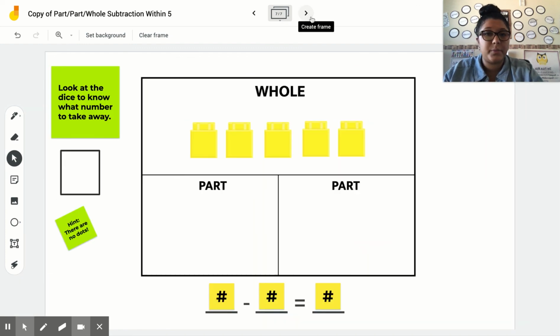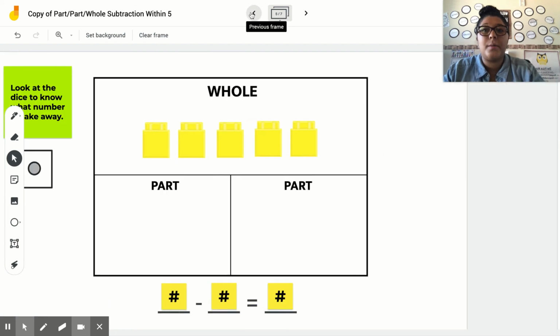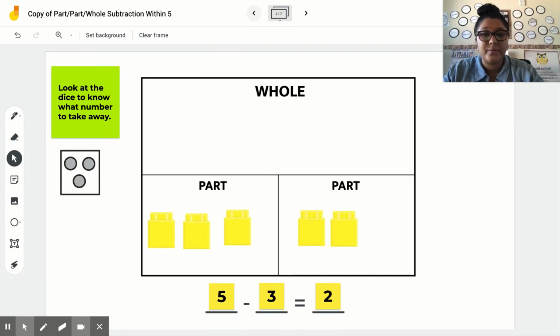And then I want to point out something, okay? So on this last Jamboard, there's a box that the die was in, or there's a die here, and it's empty, right? There's no dots here. What does that mean? Okay. Here, I put a little sticky note, and it says, hint, there are no dots, okay? So you're going to have to figure out, this is 0. This means 0, okay? So you're going to have to figure out that whole number minus 0 equals what, okay? All right, so that is your part whole subtraction within 5, okay?